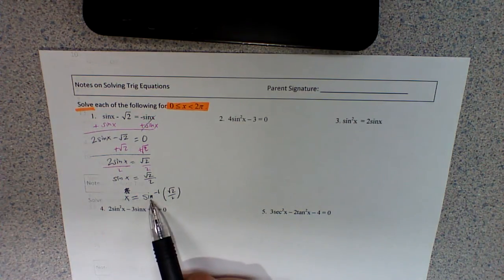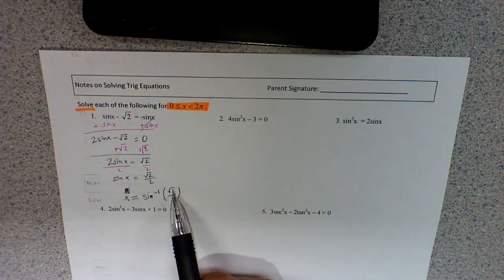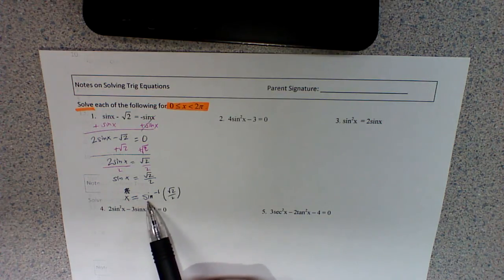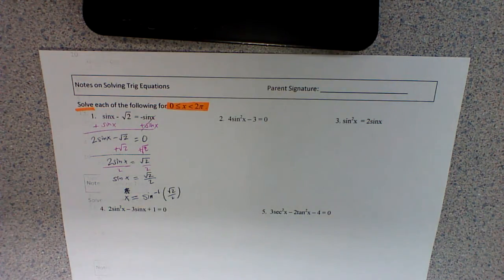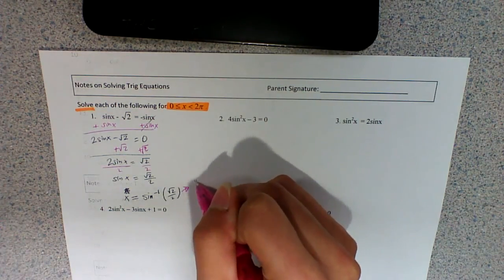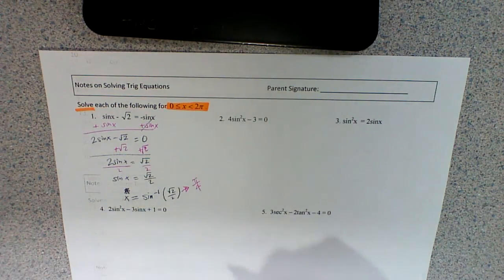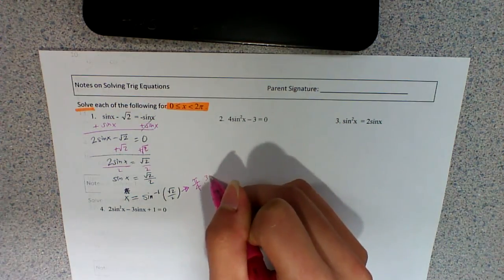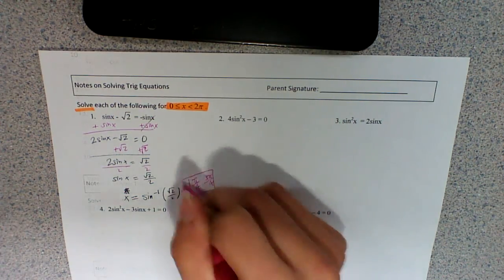So now you have to think, okay, which 2 angles is square root of 2 over 2 your sine value? So of course that's a pi over 4 family member. So we know that's true at pi over 4, and at 3 pi over 4. And those are your answers.